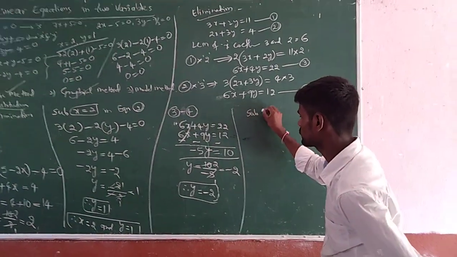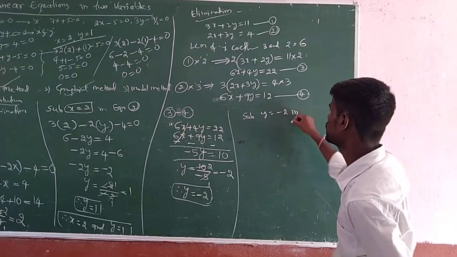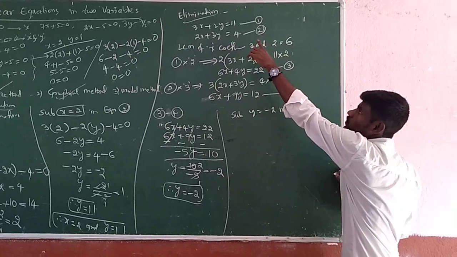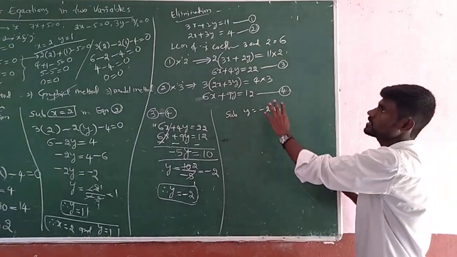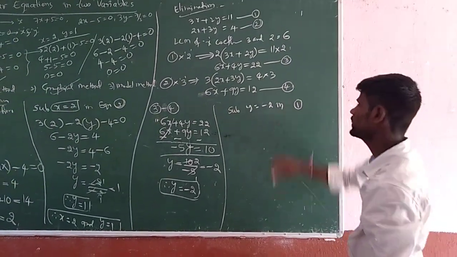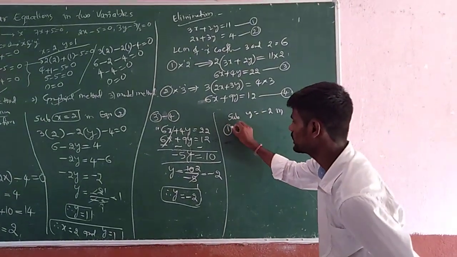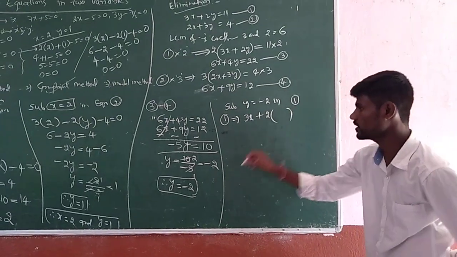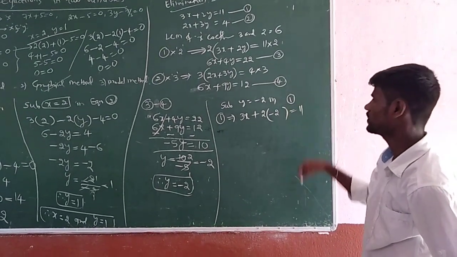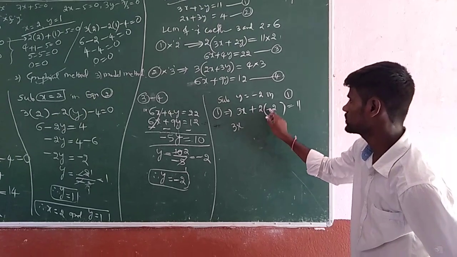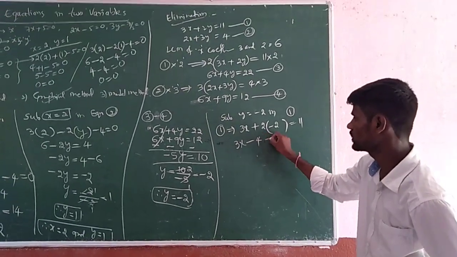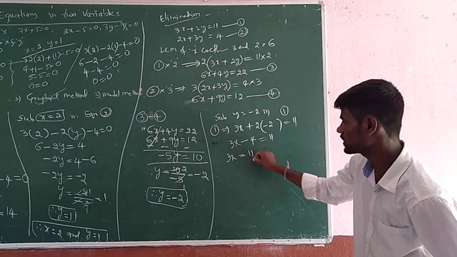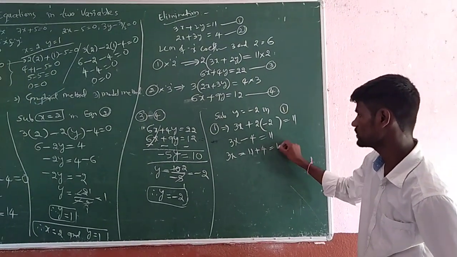I am substituting y equals minus 2. This substitution you may do in any of these equations, 1, 2, 3 or 4. So let us consider equation 1 only. So 1 implies 3x plus 2 into the y value we have got, minus 2, equals 11. So 3x plus 2 into minus 2, that is minus 4, equals 11. We need to transfer minus 4 to the opposite side: 11 plus 4. How much is it? 15.